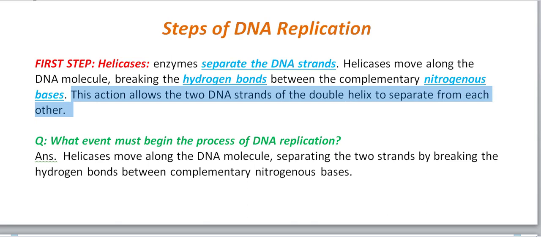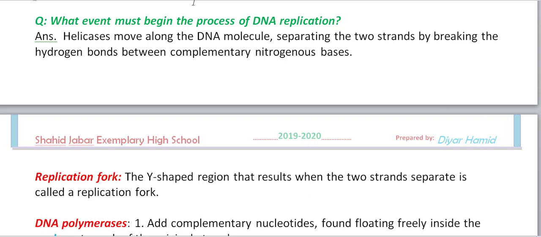What event must begin the process of DNA replication? Each DNA replication must begin by separation of the DNA double strand from each other by helicase. So before each replication, the DNA double strand must separate by helicases. Helicases move along the DNA molecule, separating the two strands by breaking down hydrogen bonds, not covalent bonds. Hydrogen bonds are broken down by three things: heat, helicases, and RNA polymerase. In DNA replication, the helicase is responsible for breaking down hydrogen bonds between the bases.